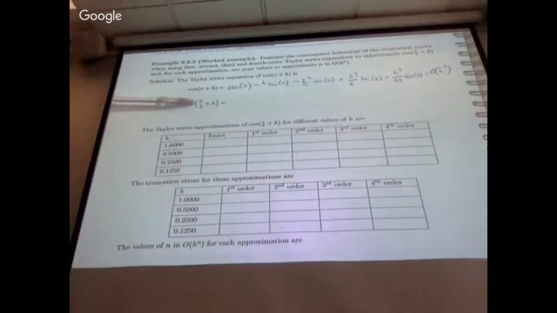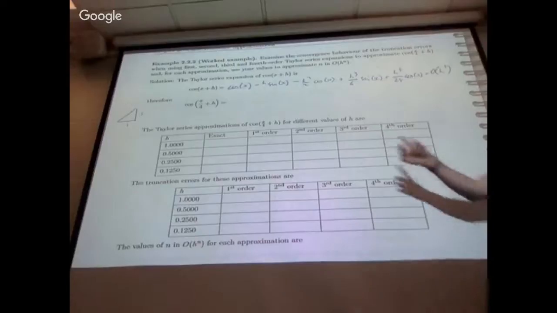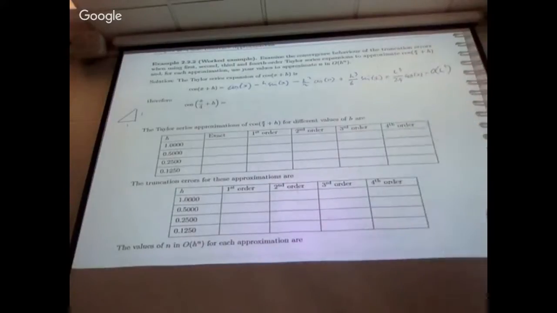Okay, if we were to put in x is pi over 4, can any of you tell me what the cosine of pi over 4 is? What's pi over 4 in degrees? 2 pi radians in a circle. Pi over 4 in degrees, 45 degrees. So imagine you've got a right angle triangle with the two shorter sides equal to 1. What's the length of the hypotenuse? Yeah, root 2.